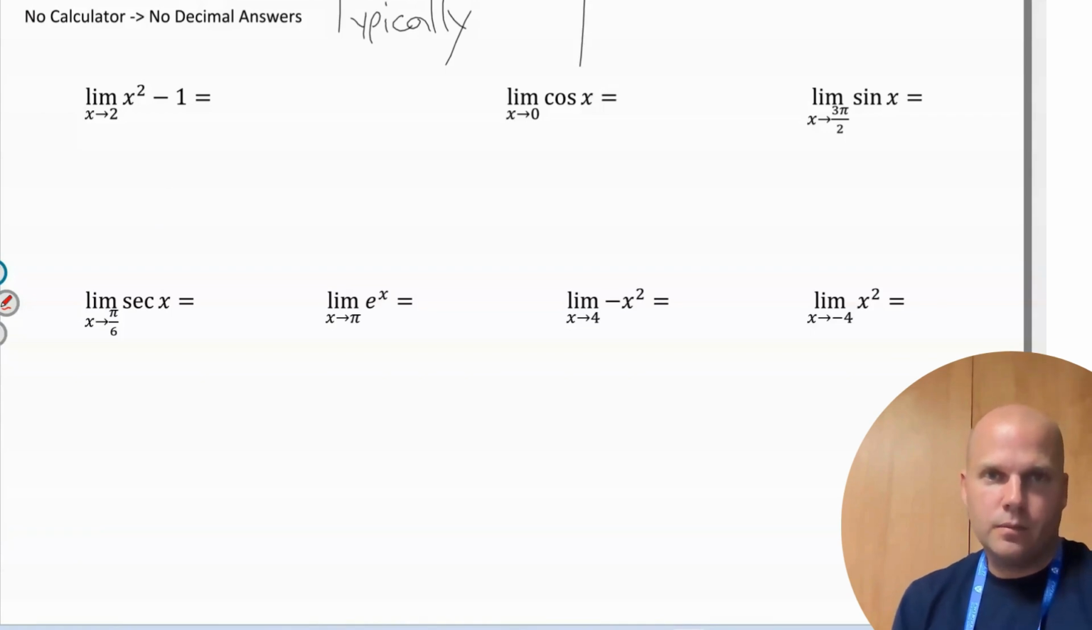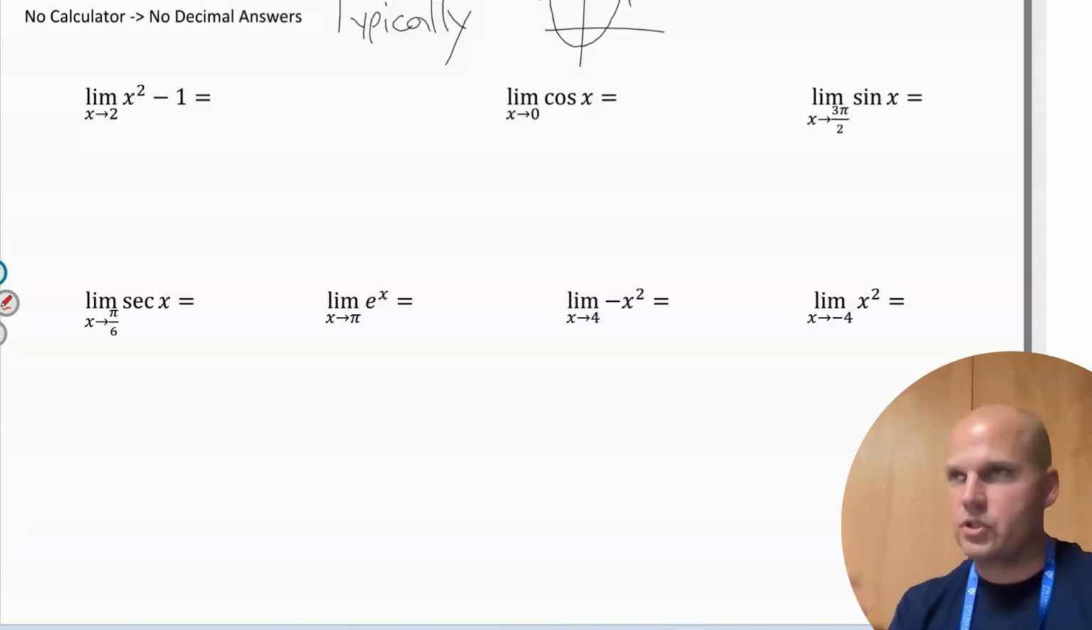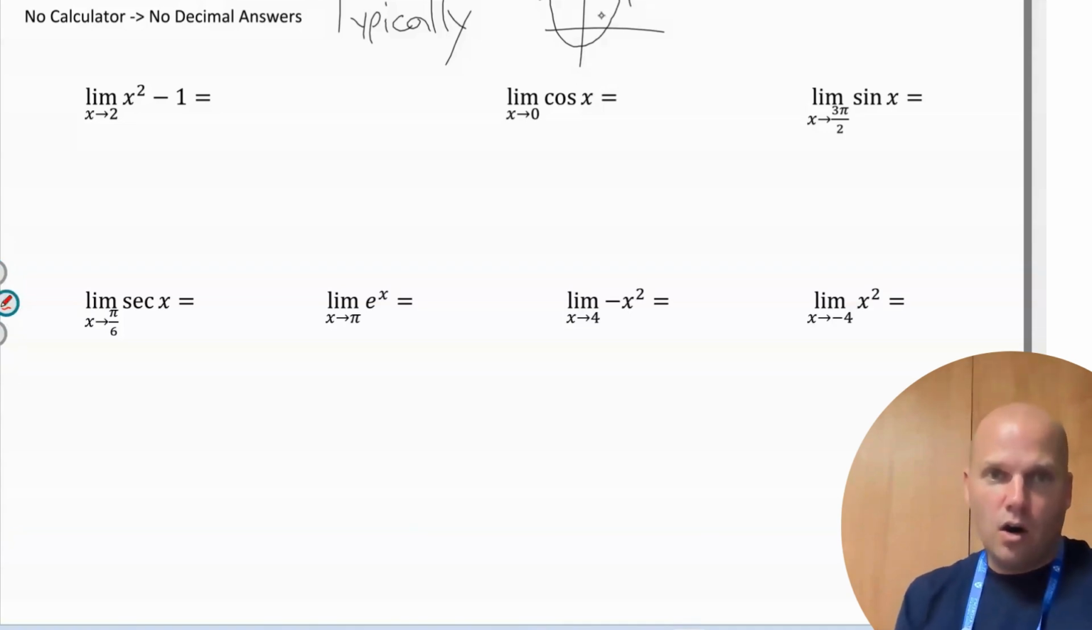functions are boring. Here's x squared minus 1. What's going on? Nothing fancy. There are no holes, there's no jumps, there's no asymptotes. Everything connects. Well, guess what? All of our function values will have limits that are equal to the function value. So if I have a point, I have a limit at that point. So typically function values and limits agree with each other.